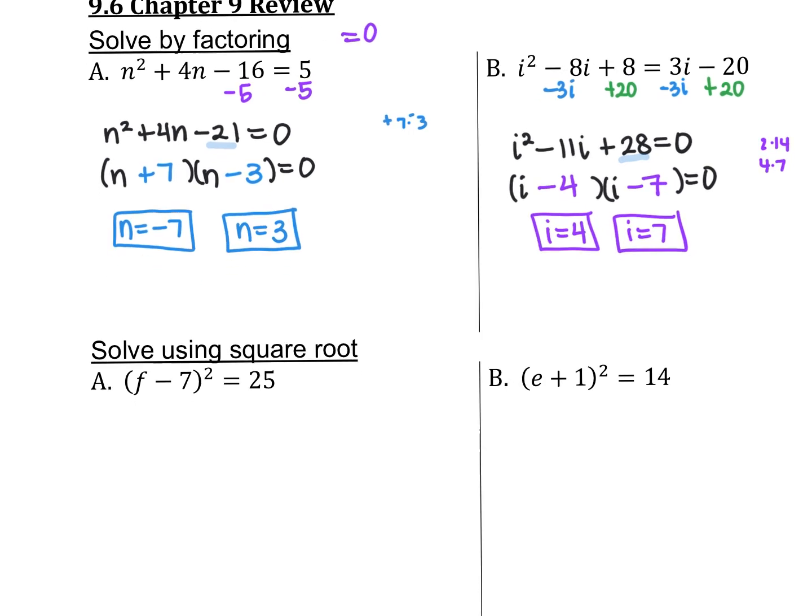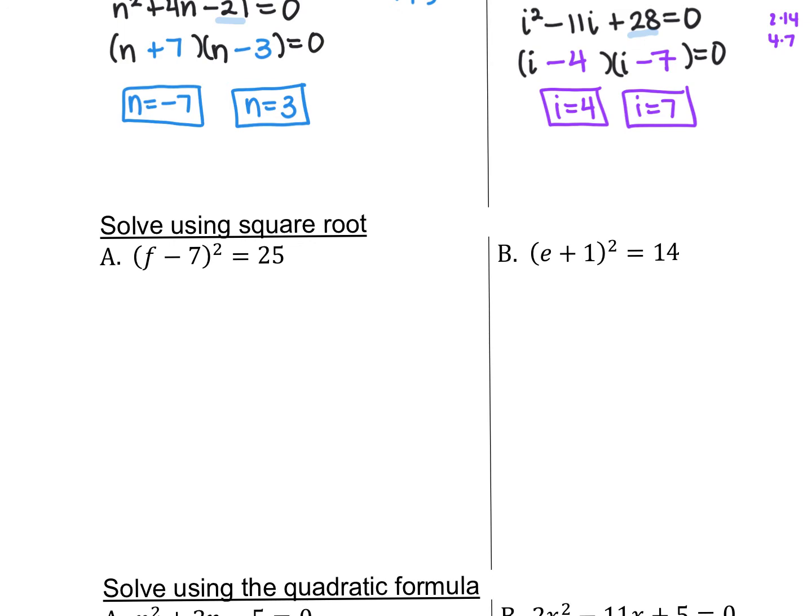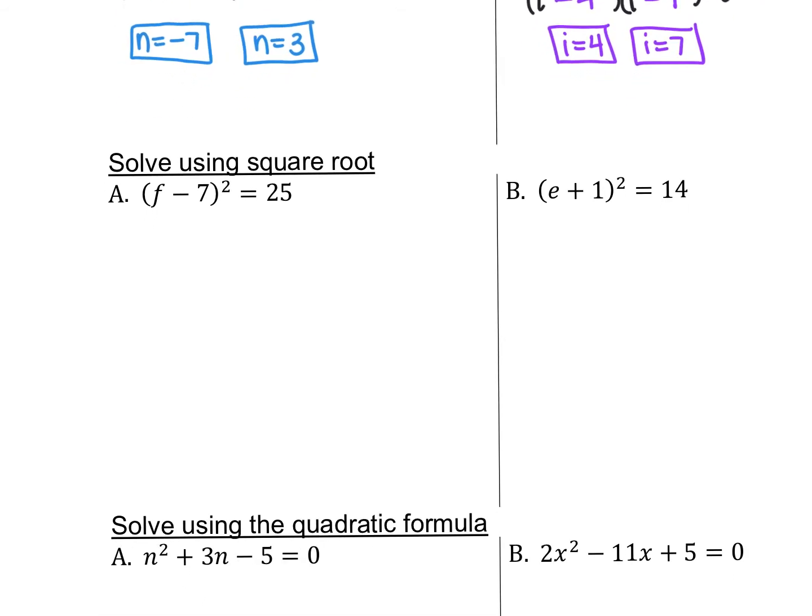Okay, now the next method we learned was to solve using square root. So if I look at A, it says f minus 7 quantity squared equals 25. I want to cancel the 7, but I have to cancel the squared first because the f minus 7 is in parentheses. So to cancel the squared, I use square root. That'll cancel off the squared, so I'm left with f minus 7.